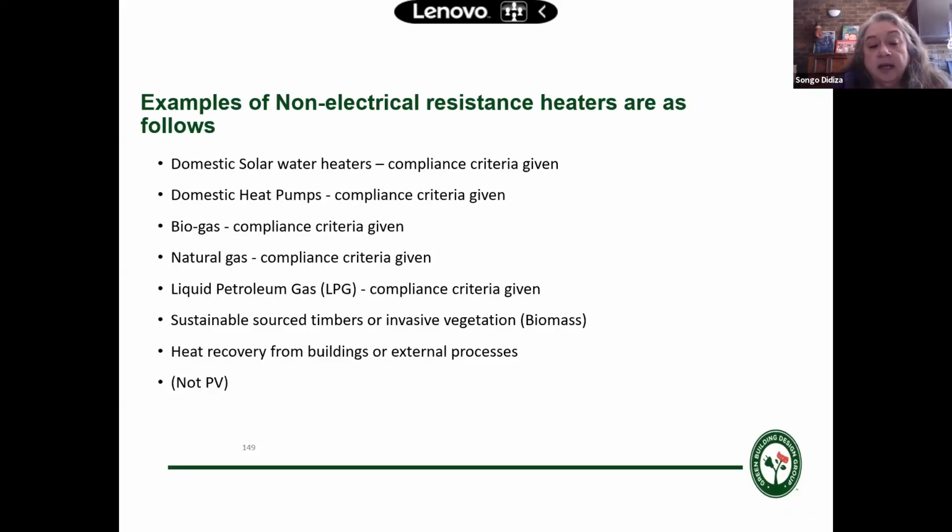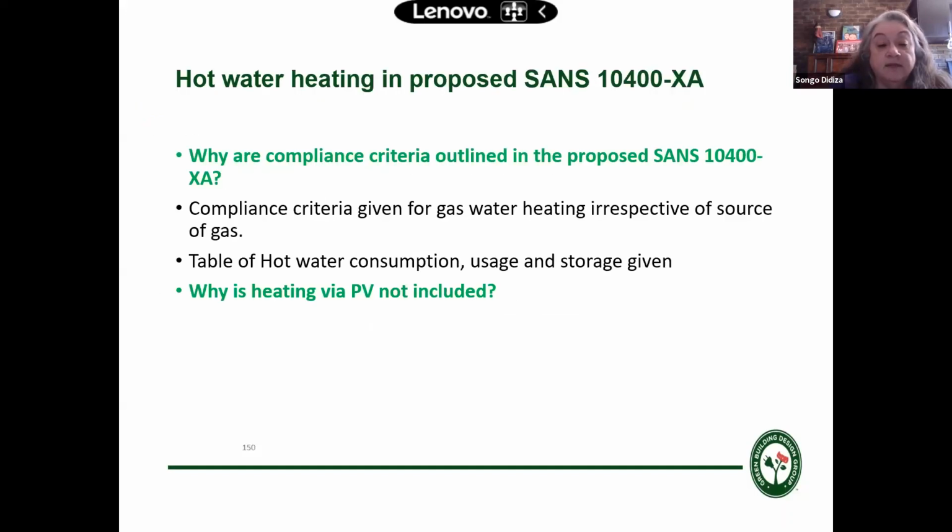And then I put in brackets there, not PV, and we can also talk about that this afternoon. So I said there was heating via PV not included, and the compliance criteria is given in 10400XA because each of these types of alternative heating have to obviously have some kind of compliance criteria. It must be given because you can supply hot water by an alternative means, and if you don't watch how you do it, it can be energy inefficient, if that makes sense.